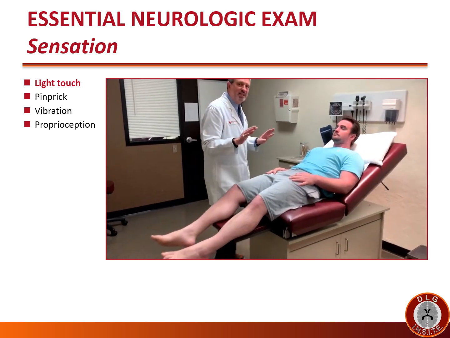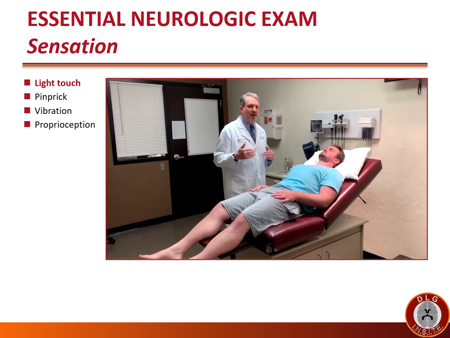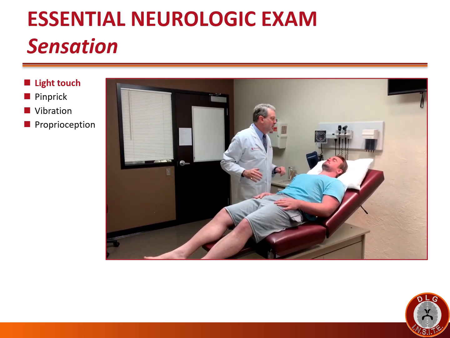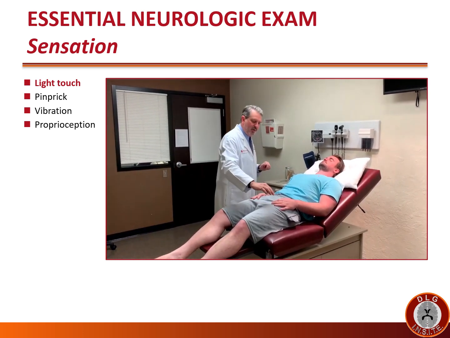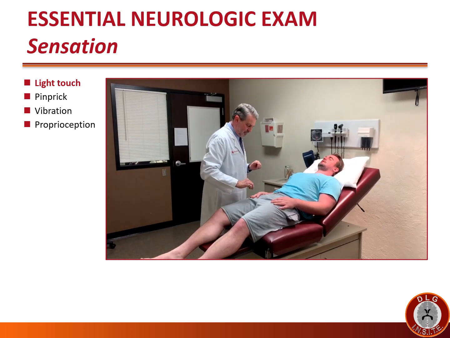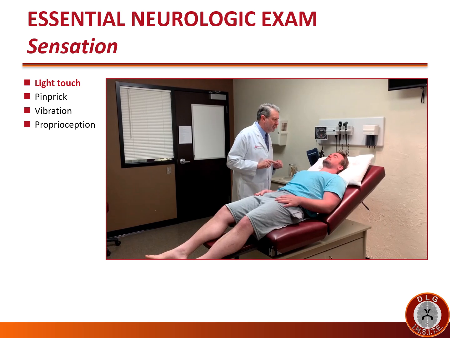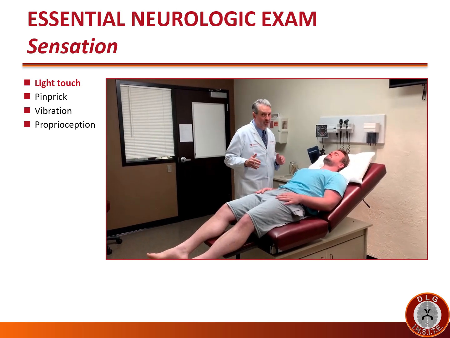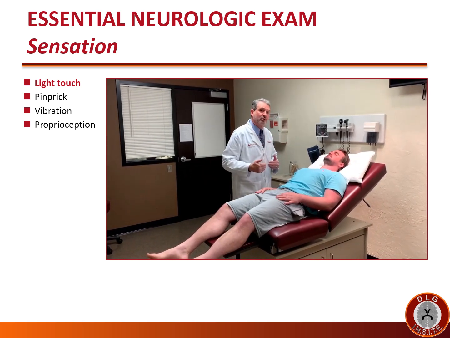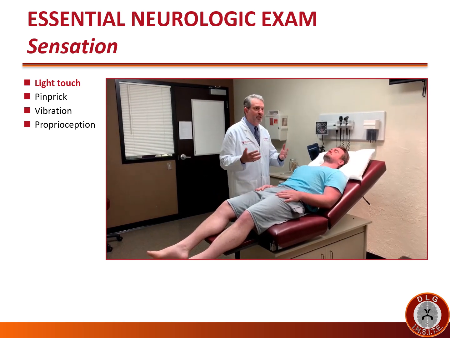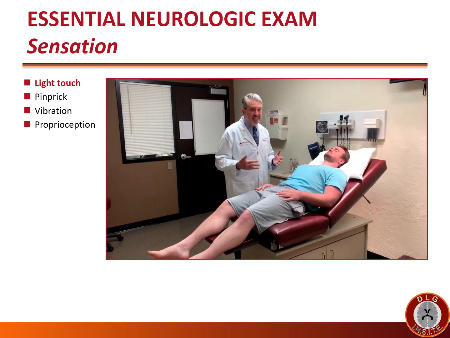So let's start with light touch. And once again, you ask with light touch, where am I touching you? And you go very light little brush. Close your eyes, sir. Where am I touching you? Left hand, right hand. Are they the same both sides? Yes. You have to ask that, or you didn't do the sensory exam, because you can have a relative sensory loss, right? You might have partial sensory loss on one side and not tell you, well, I feel it, but is it the same? You have to ask, is it the same both sides?